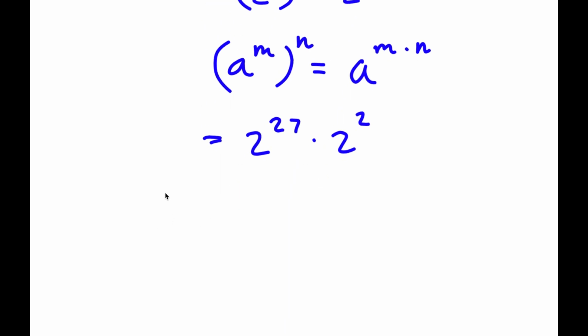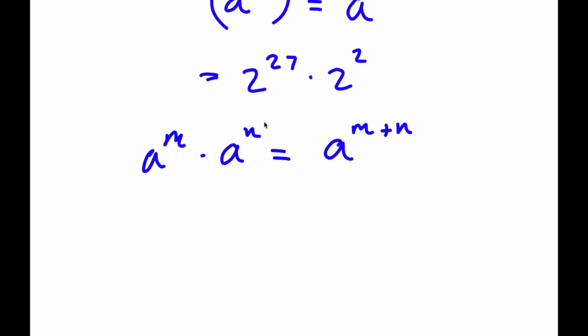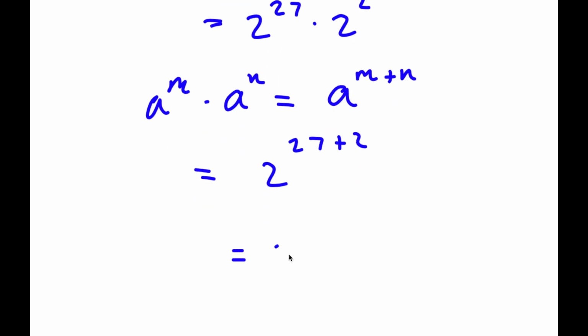And now if I have something in the form a to the power of m times a to the power of n, this is equal to a to the power of m plus n. So 2 to the power of 27 times 2 to the power of 2 is equal to 2 to the power of 27 plus 2, which is equal to 2 to the power of 29. So this is my answer.